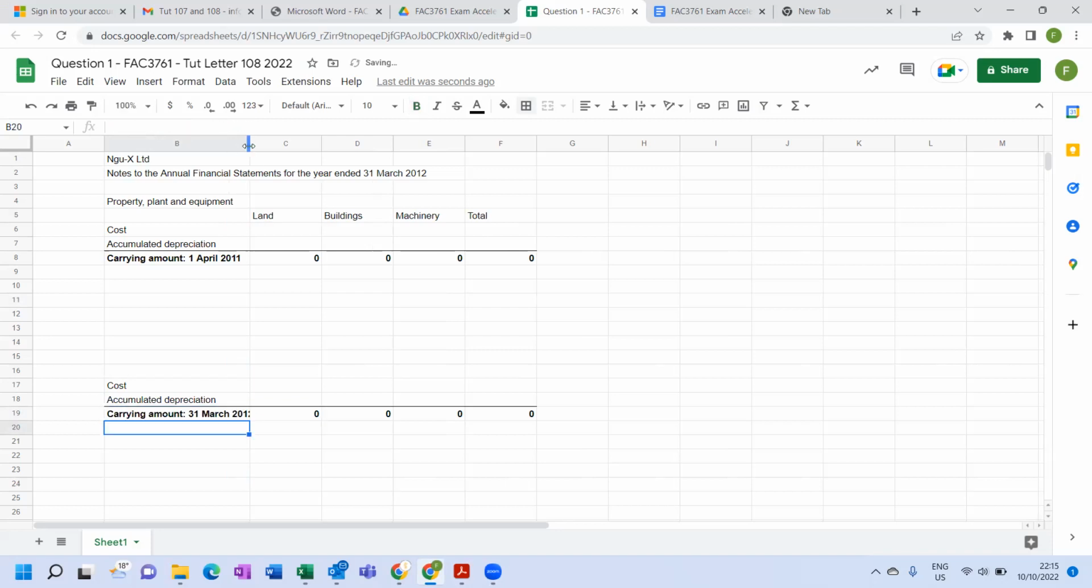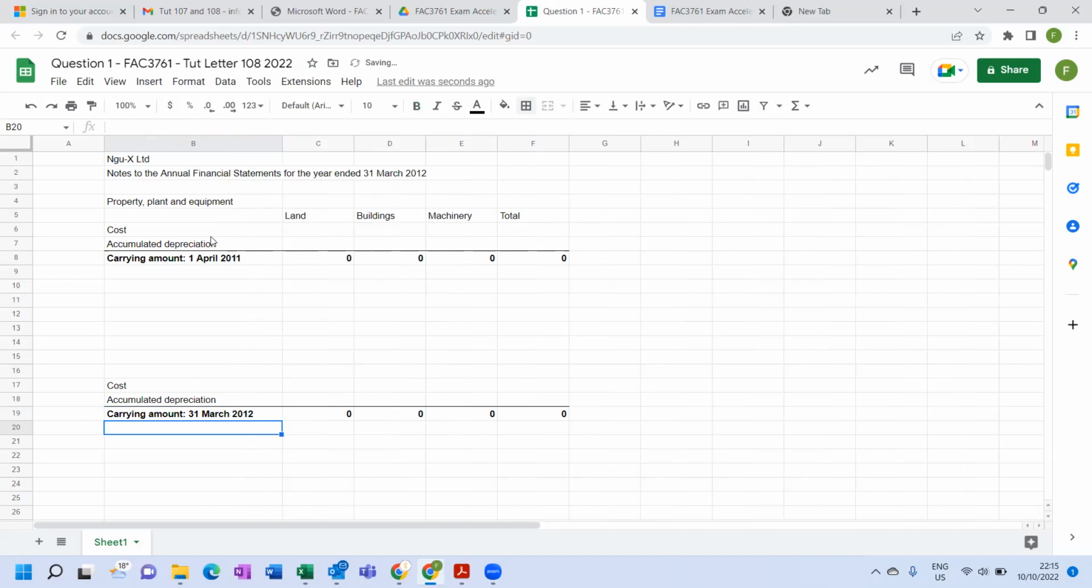Now we must explain how the opening balance moved to the closing balance. The things that will cause the movement are additions, if we purchased any new assets; disposals, if we disposed of any assets; depreciation during the year; revaluation during the year; and impairment. These are the typical ones. So additions, disposal, depreciation, revaluation, and impairment loss.